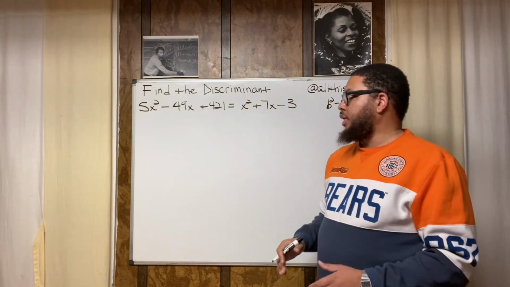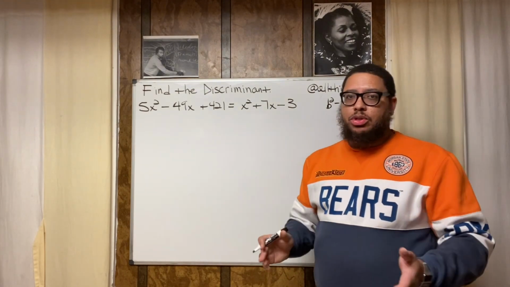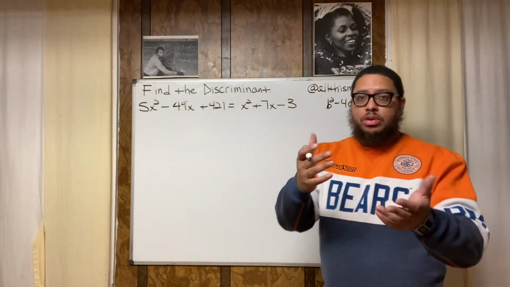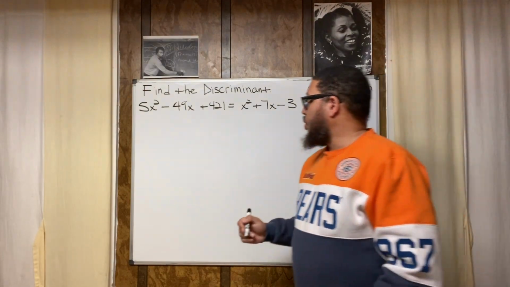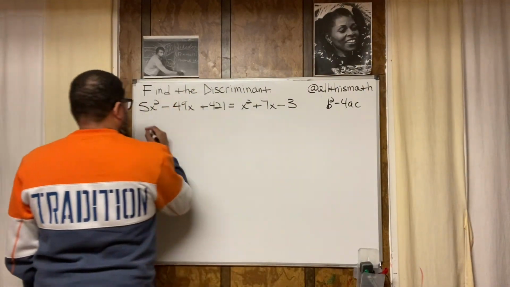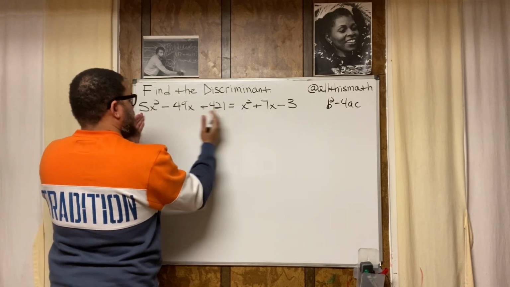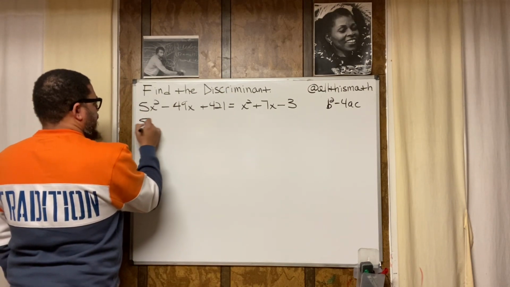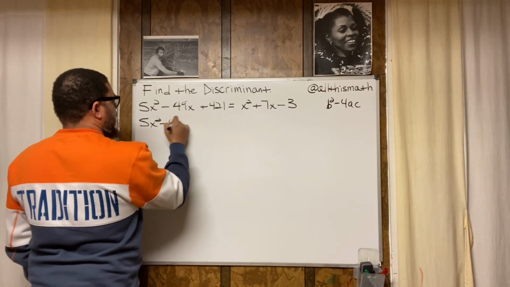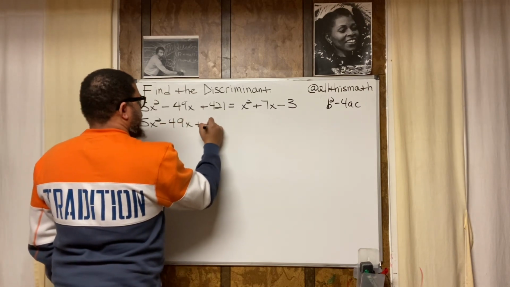I'm going to rewrite the whole equation. This is one way to do it. There are other ways to do it, but I like doing it this way, so I'm going to show you how to do it this way. So I'm going to rewrite these 3 terms. So I got 5x squared minus 49x plus 421.